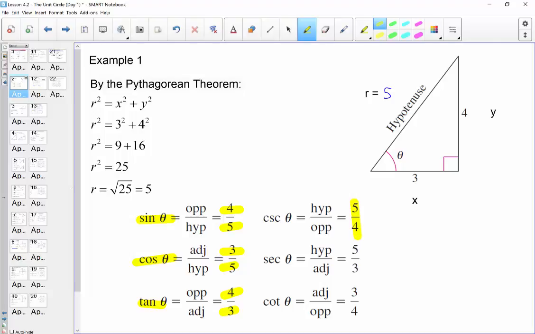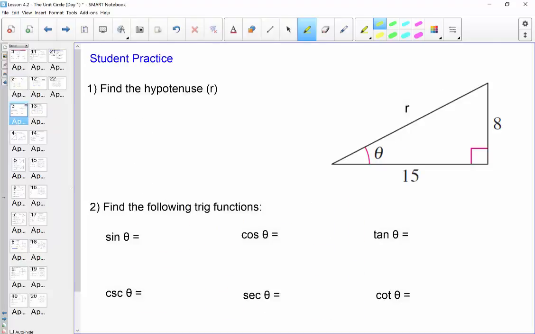For cosine and secant, the cosine is 3/5. The inverse of 3/5 is 5/3 for secant. And then cotangent, which is the inverse of tangent, is the inverse of 4/3, or 3/4. Go ahead and pause the video and try this problem.